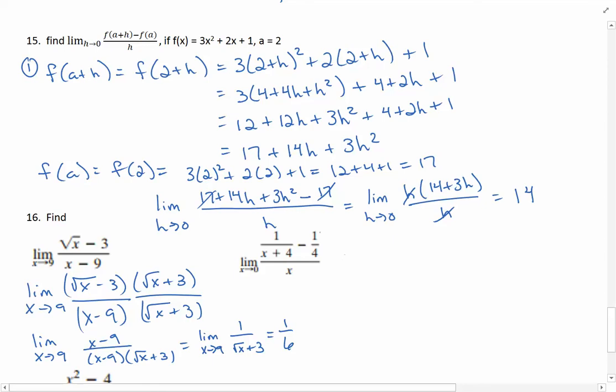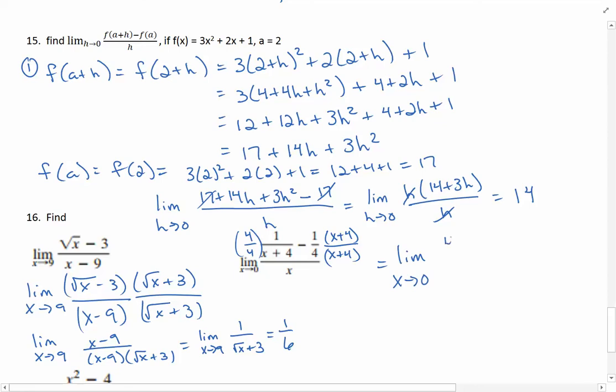Okay, now on this one, it's going to be x plus 4 over x plus 4, and then this is going to be 4 over 4. Because when you do a direct plug-in, you will get 0 over 0. So we're just getting common denominator in our numerator. So this is the limit as x goes to 0.